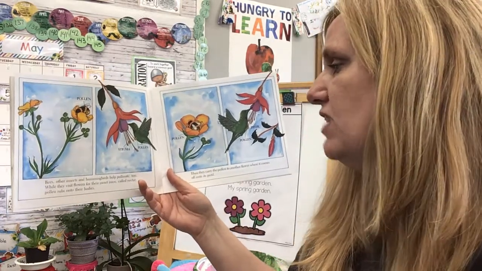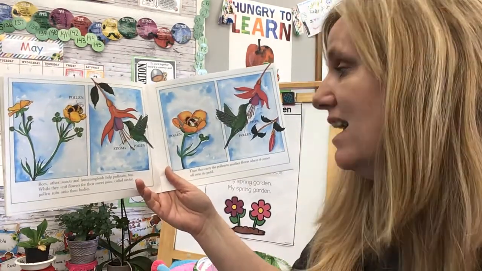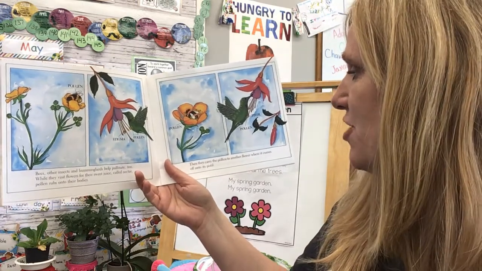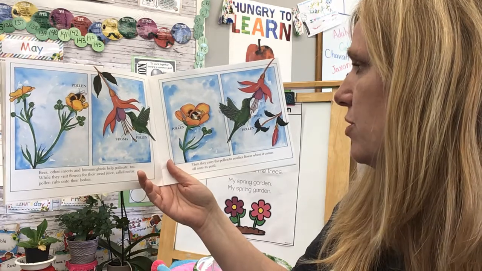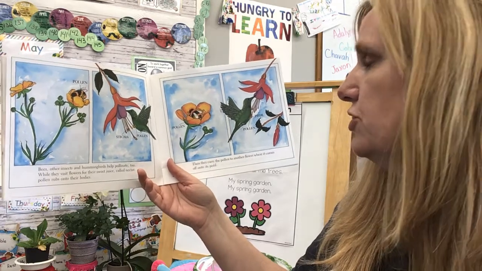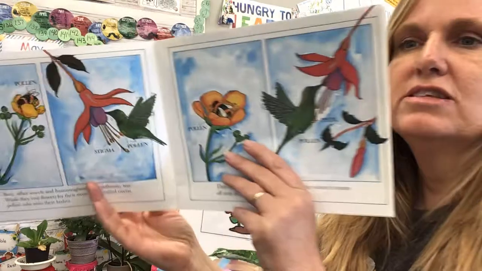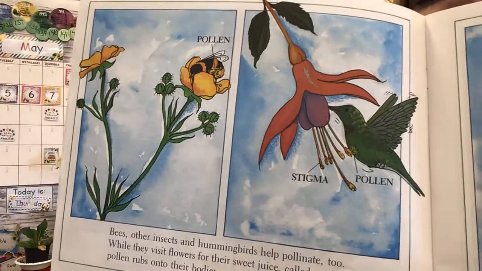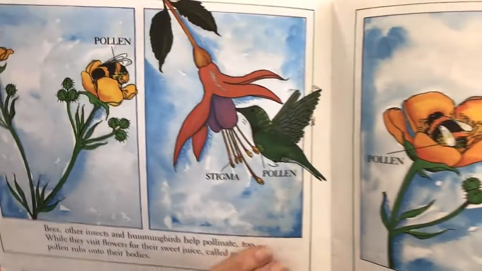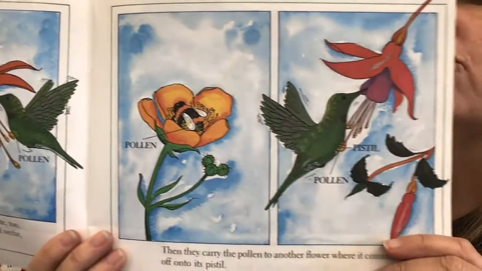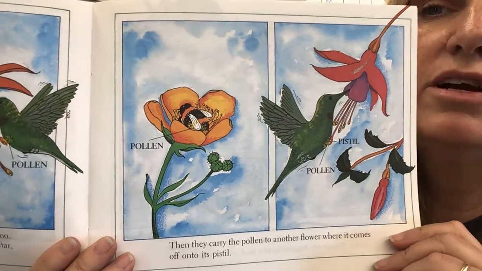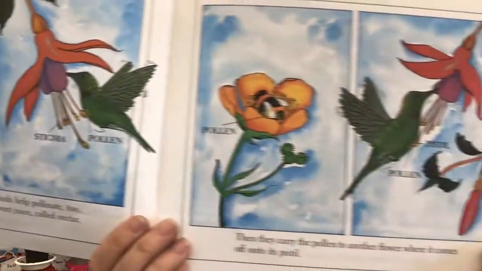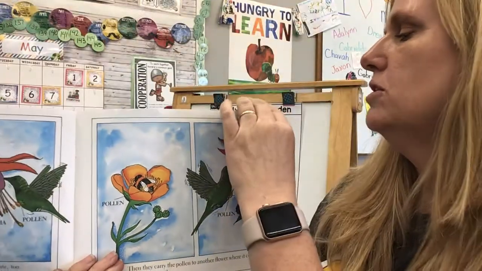While they visit flowers for their sweet juice called nectar, pollen rubs onto their bodies. Then they carry the pollen to another flower where it comes off onto its pistil. So there's a bee and a hummingbird digging down deep to get to that sweet nectar. But look at the yellow pollen that's sticking to their bodies. And then when they go to another like flower, then the pollen from this flower gets on that flower, and that's called pollination.